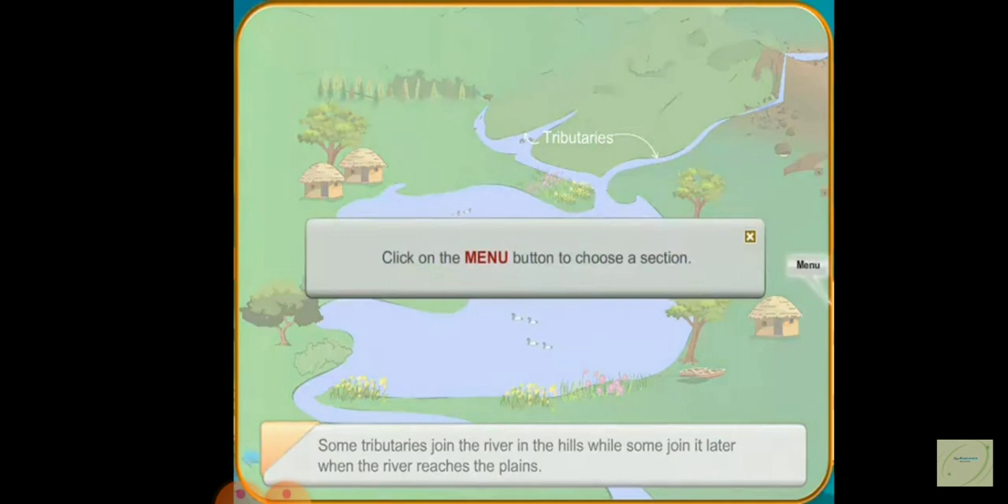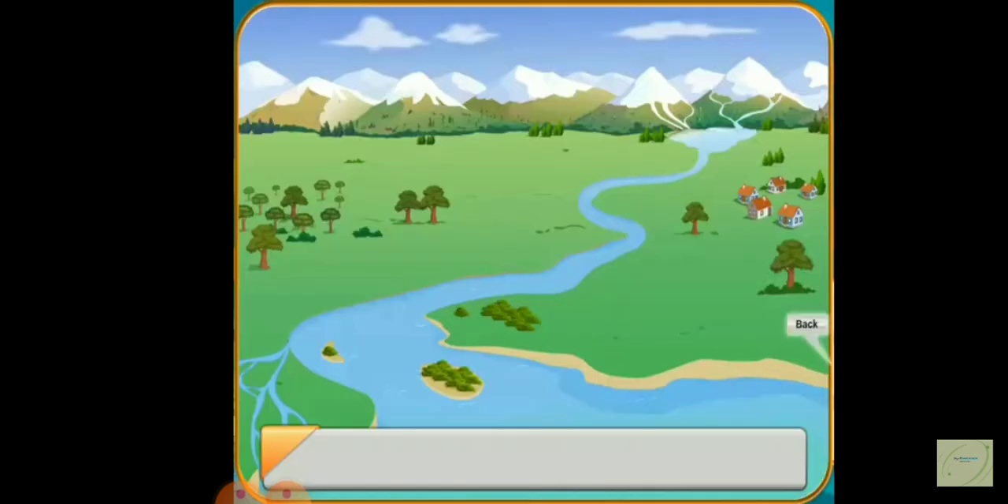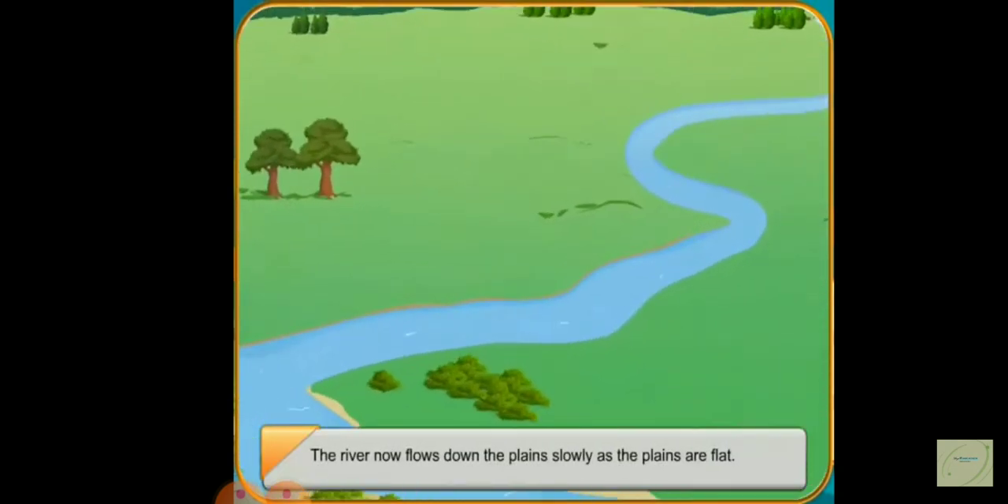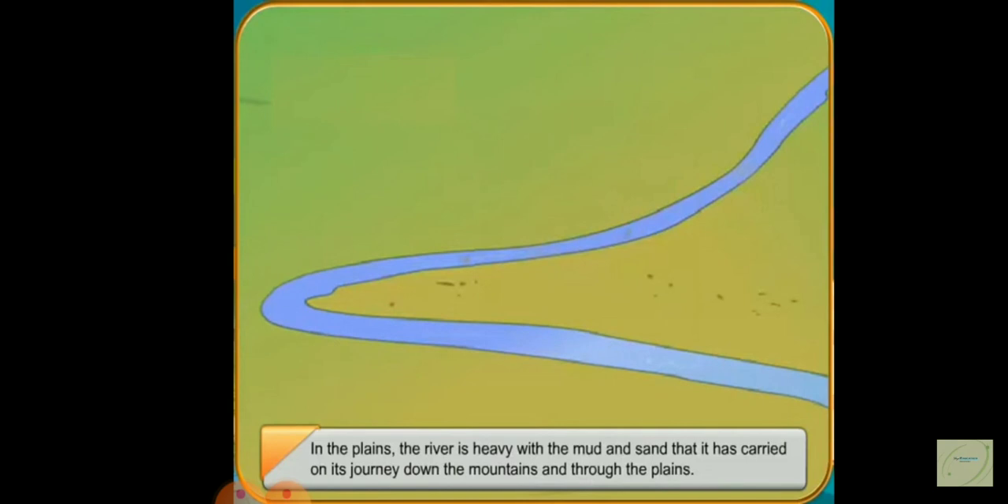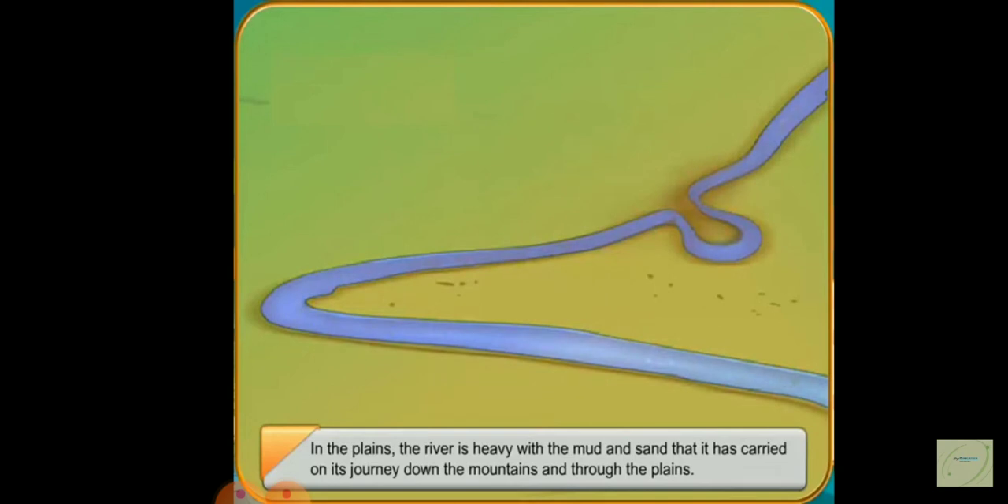Now let's see the rivers on the plains. The rivers now flow down the plains slowly because the plains are flat. In the plains, the river is heavy with the mud and sand which it carries during its journey from the mountain to the plains.